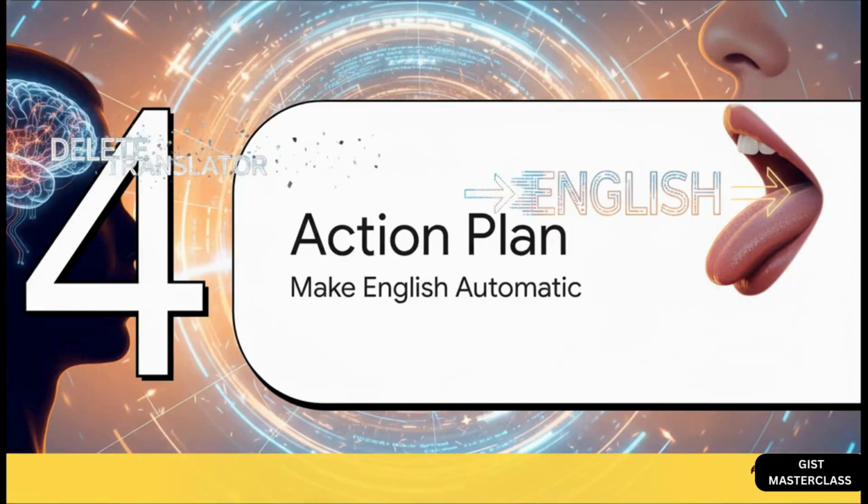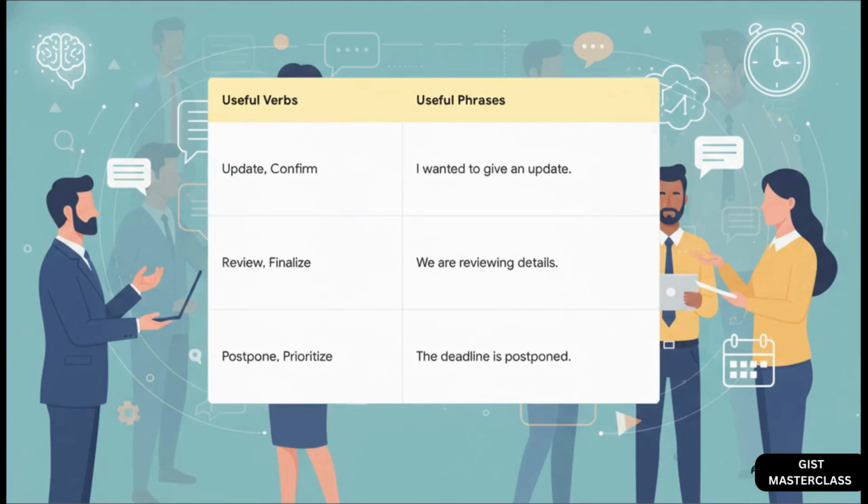All right, let's get practical. Section 4, your direct fluency action plan, making English automatic. The explainer gives us a really solid, practical way to put this into action. The strategy is to build a semantic map around a specific professional situation, like giving an update. You take useful verbs, update, review, postpone, and map them directly to useful, complete phrases. Like, I wanted to give you a quick update. The key here is to practice these complete thoughts out loud. Use them in different contexts and repeat them until they're totally automatic. Not as isolated words, but as complete thoughts.